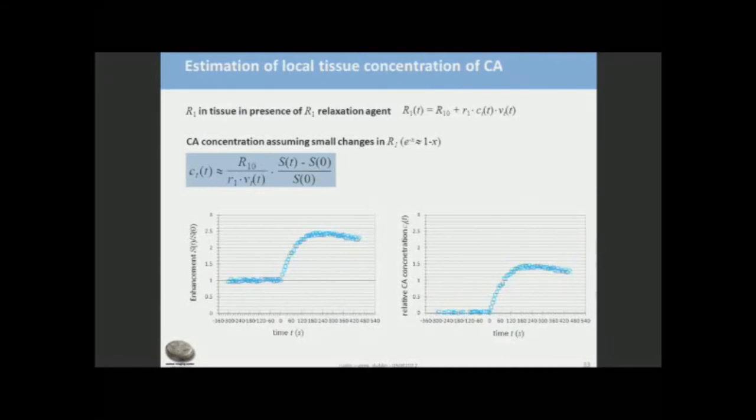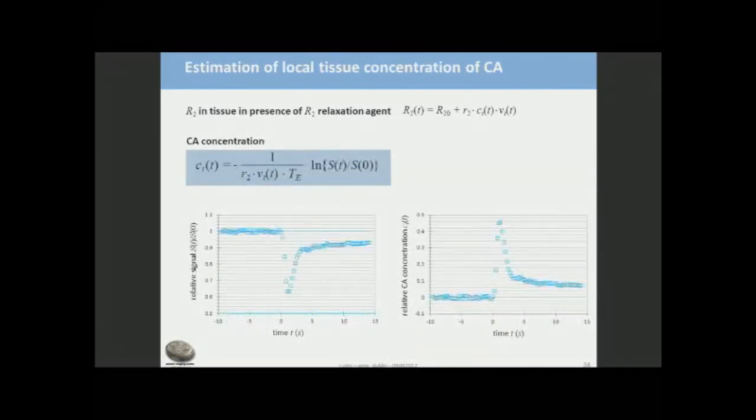You have the enhancement factor, and you have to correct for the concentration term here, and then essentially you get the concentration of your agent at this location in the tissue. If you go for a T2 weighted image, it's slightly different, because you now have an exponential dependence of your signal on the concentration here.